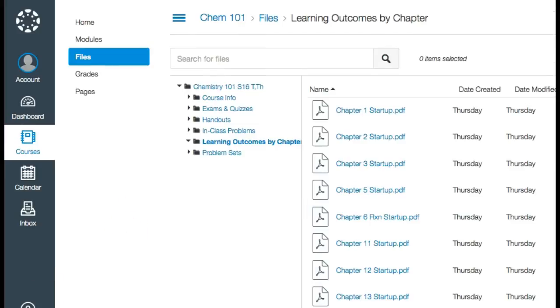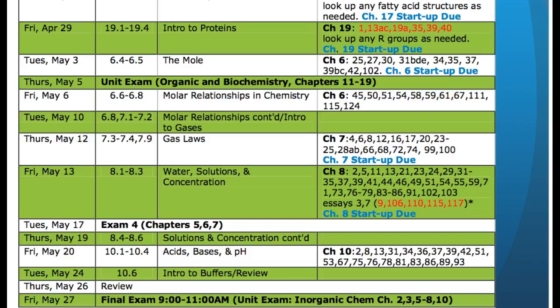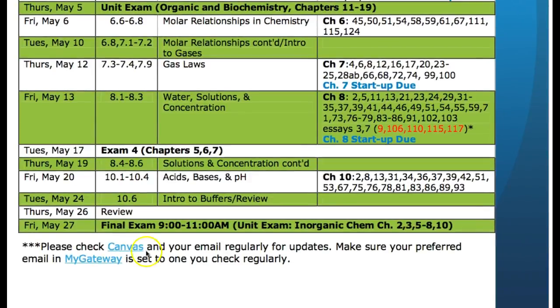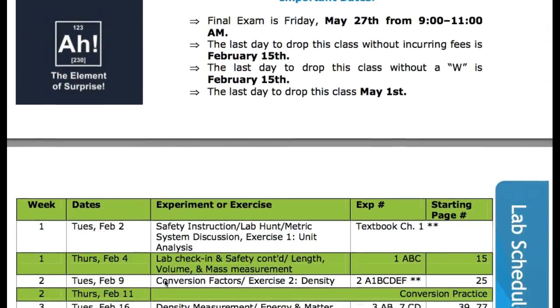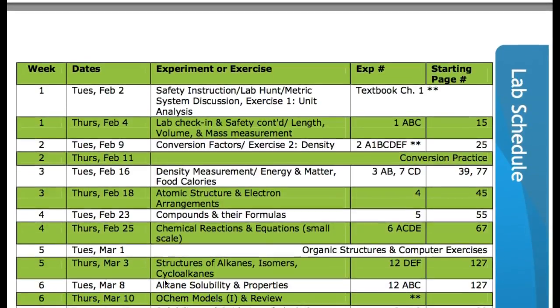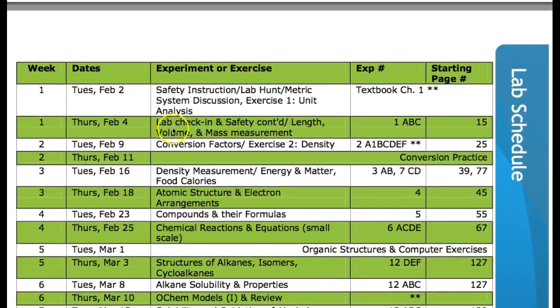Our syllabus, I want to point out that all of these are live links, so you can just click on the links to get to the different sites that you need. The next thing is going to be our lab schedule. It outlines what labs we're going to be doing on each day.